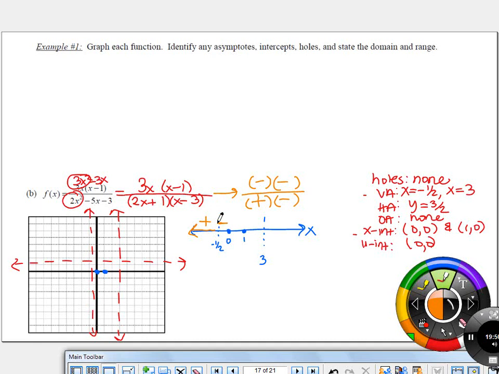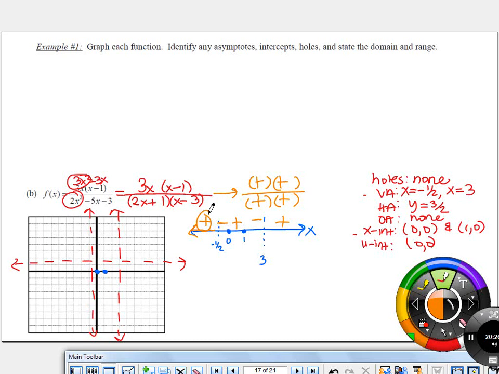Between 0 and 1, let's say I plugged in 0.5. So this would be positive, this would be negative, this would be negative, and this would be positive. So overall here I'd get a positive. A number between 1 and 3, let's say I plugged in 2. This is how the distribution would look, which would make the multiplication and division negative. And then finally, if I plugged in a number larger than 3, all quantities would be positive, giving me a positive. So in this first section right here, any x value plugged in smaller than negative 1/2 produces a positive.